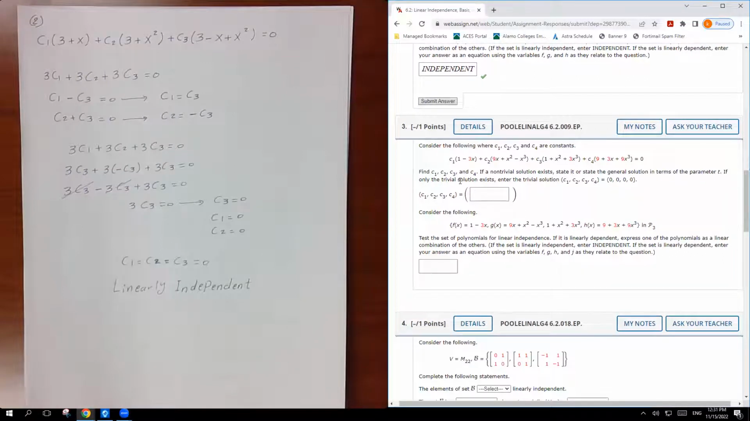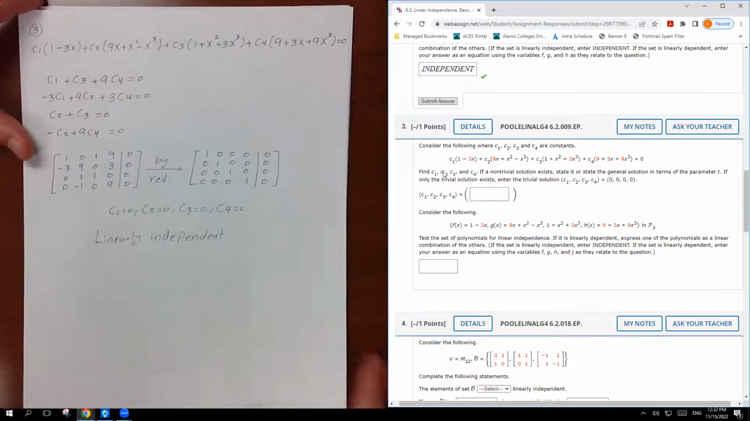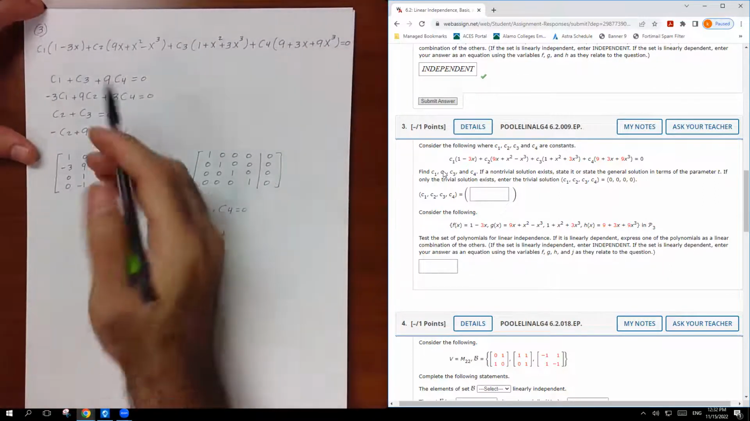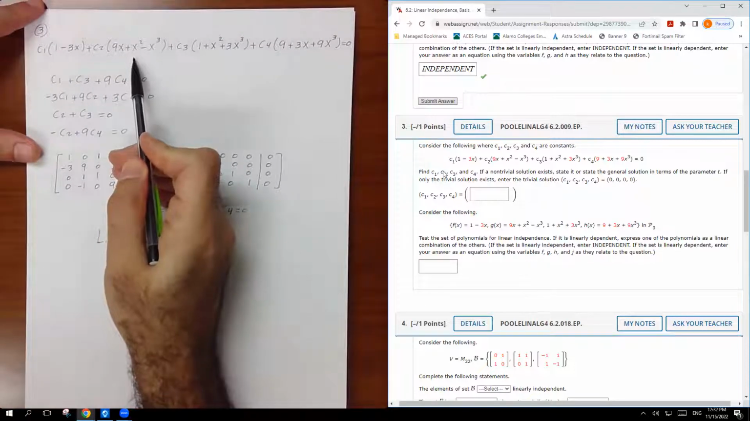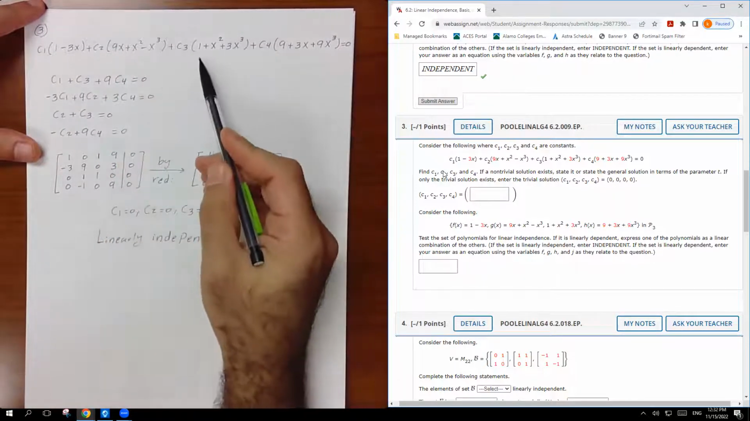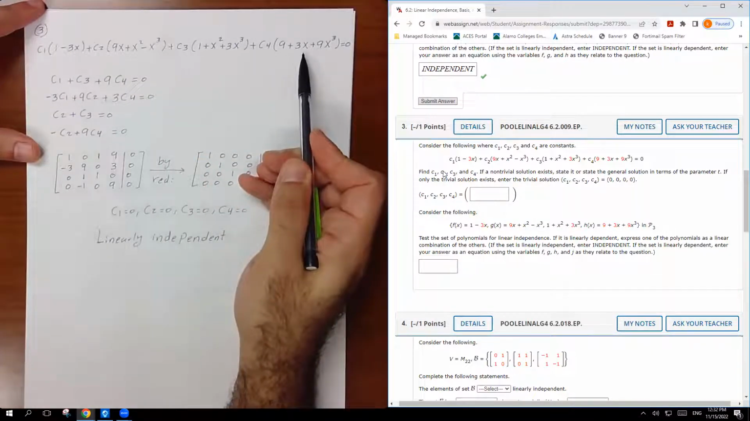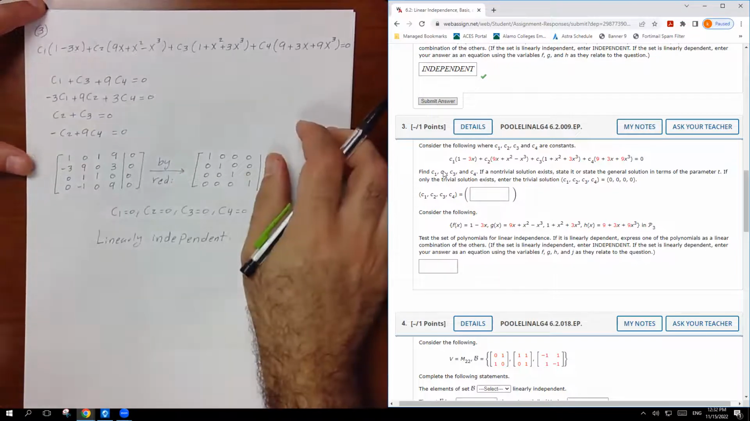Number 3, it's exactly the same way. We need to find the constants, or scalars, C1, C2, C3, and C4. Now we have 4 scalars. So if you look at number 3, we start here with 1 minus 3x plus 9x plus x squared minus x cubed, C3, 1 plus 3, and C4, 9, 3x, 9x cubed. Okay, so now we're going to do the same thing.